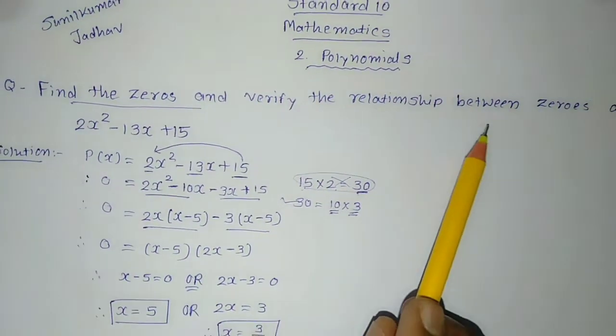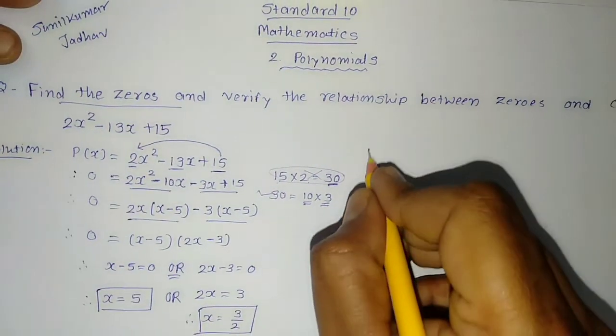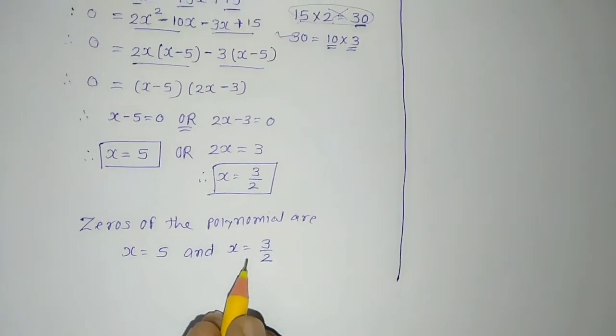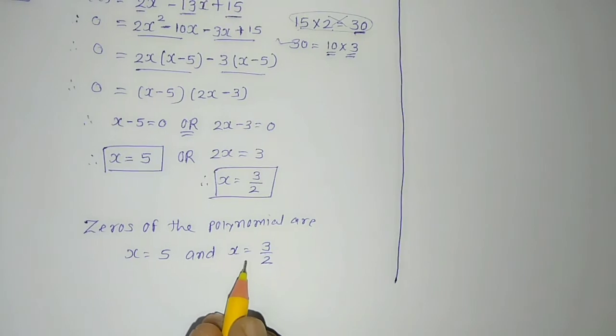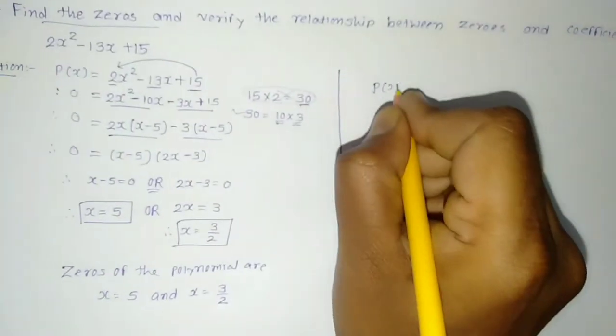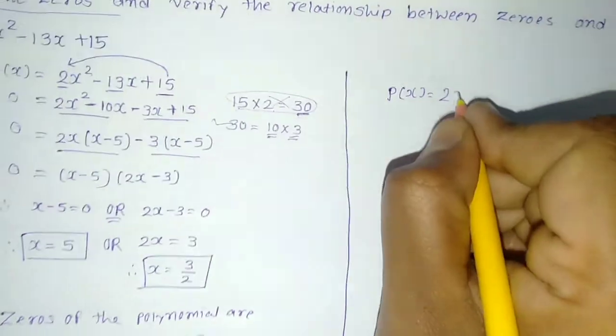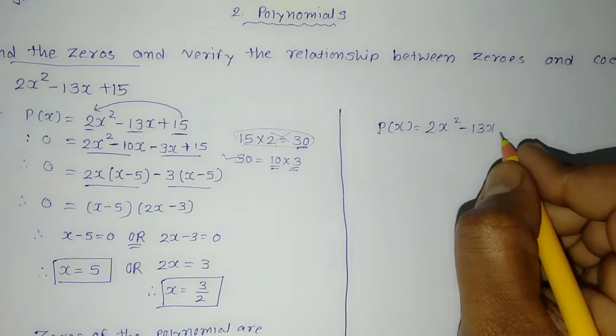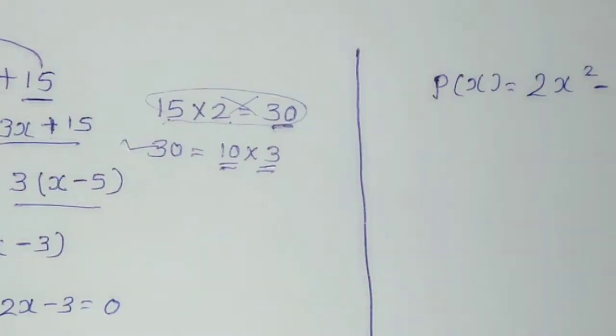Now verify the relationship between zeros and the coefficients. That we will do here. These are the two zeros. We need to find out the relationship between the zeros and the coefficients. So first of all, I'll write our polynomial, that is p(x) is equal to 2x square minus 13x plus 15.